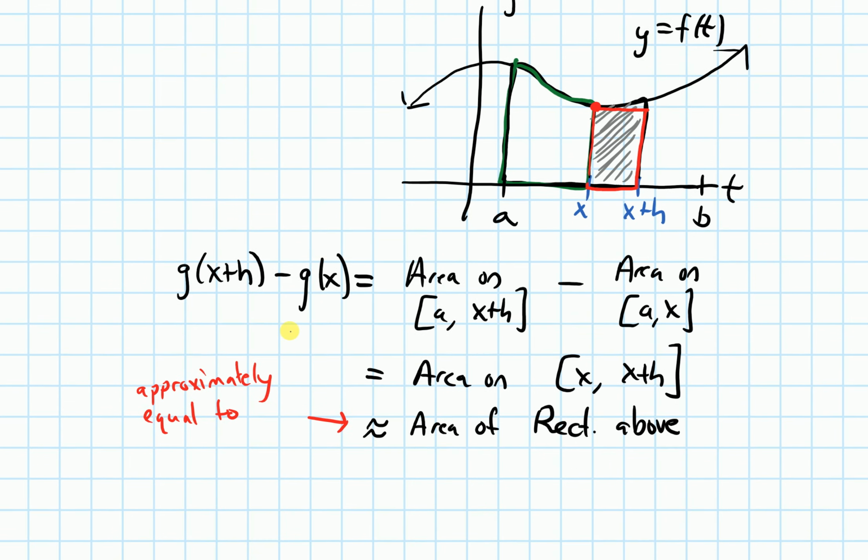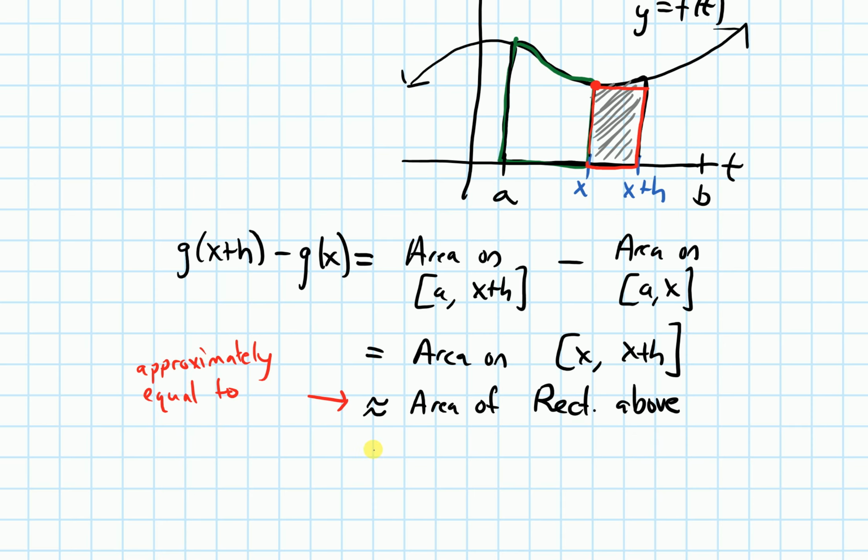And what's the area of the rectangle? Well, I have to do base times height. The base of the rectangle, the distance from x to x plus h, would be h. That's the base. And the height, well, which of these x values did we plug in to get the height? I used the left endpoint, so I plugged x into my function to get the height. So we get f of x for the height. So h is the base, and f of x is the height.